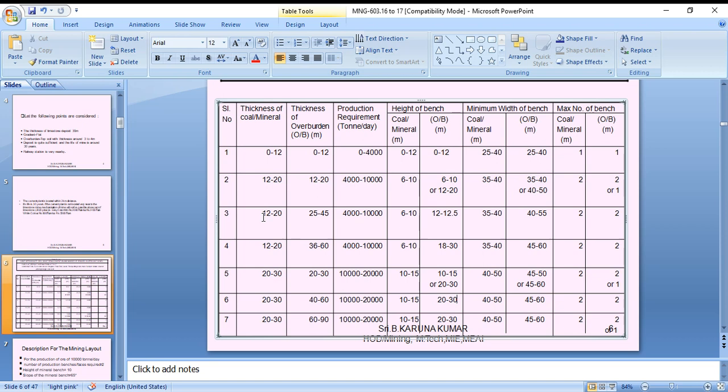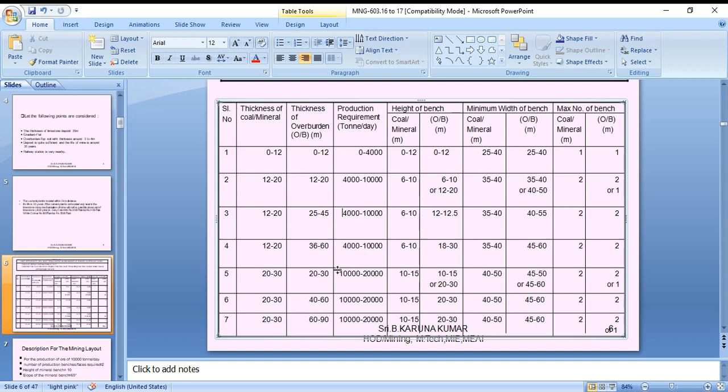12 to 20, so 25 to 45. 4000 to 10000 production is required per ton, and here I have given 6 to 10, so 12 to 12.5. That is the next minimum width of the bench, 35 to 40. So 40 to 55. The maximum number of benches for coal mineral is 2, and this is 2.